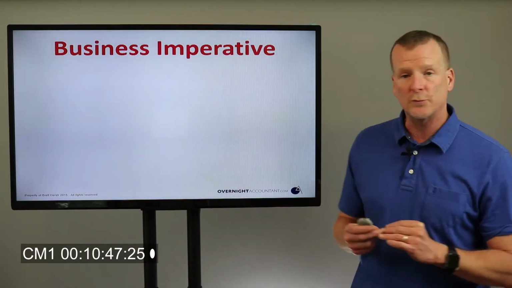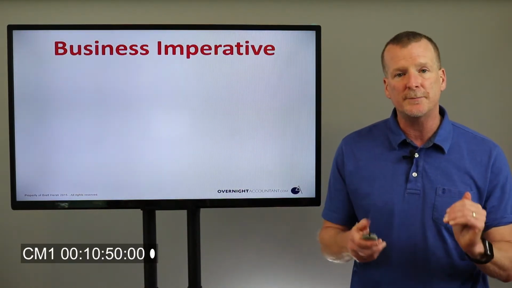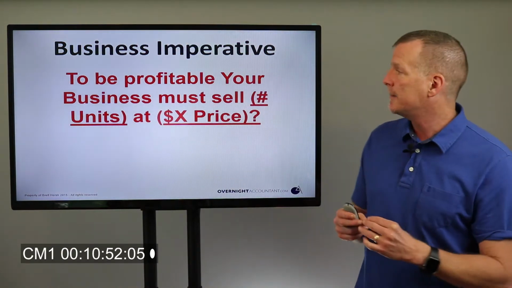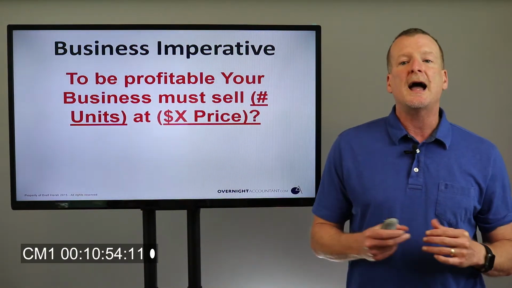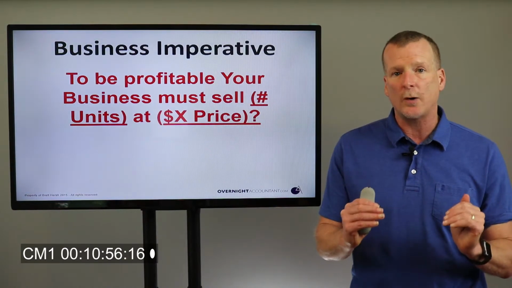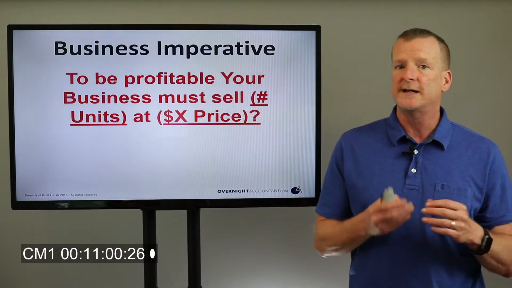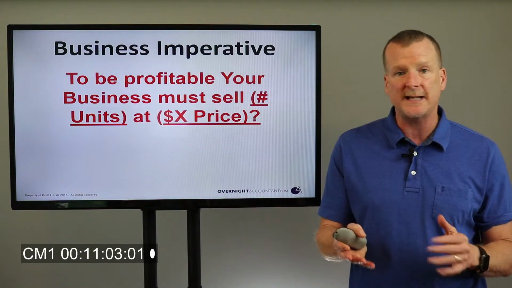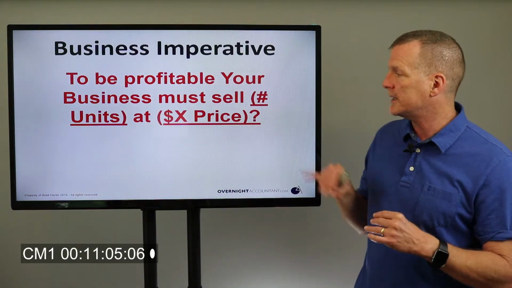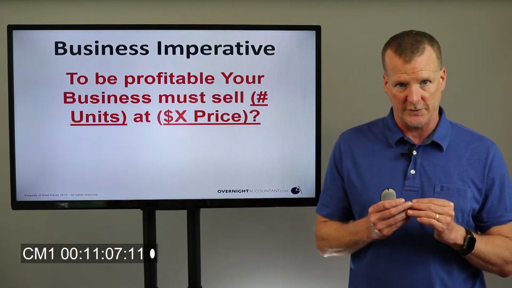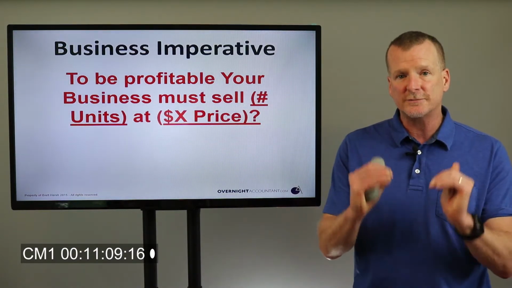The goal here is to get your business imperative. So you determine, to be profitable, how many units your business must sell of however you decide to measure those units, how many meals, how many homes, how many haircuts, whatever that may be, how many acres mowed, and at what price you must charge for those units. So we're going to discuss that in the next few lessons.